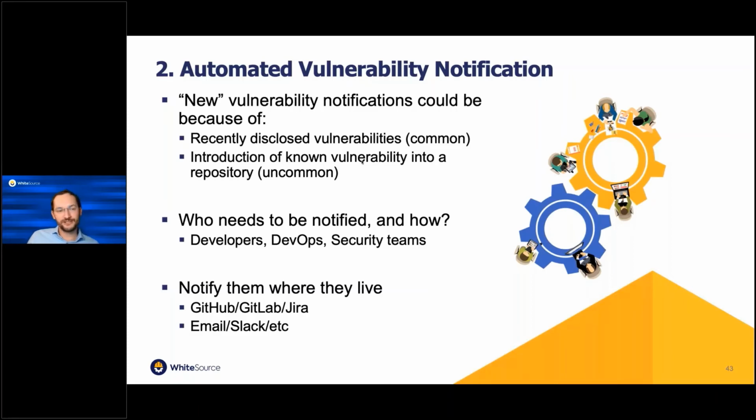So then the next question is, who needs to be notified and how? You've got developers, you've got DevOps, you've got security teams. Well, the answer is ideally everybody. And the next part is notify them where they live. So don't have just a dedicated security portal and tell your developers and DevOps, hey, you need to keep a tab open there every day. Ideally, if your developers or DevOps live in GitHub or GitLab or Jira, you want to notify them there. If you want people to be responsible for security, notify them where they normally do their work. Email, Slack, etc. So the answer to the above is all of the above. Notify everybody and notify them in the ways that they want to be notified.